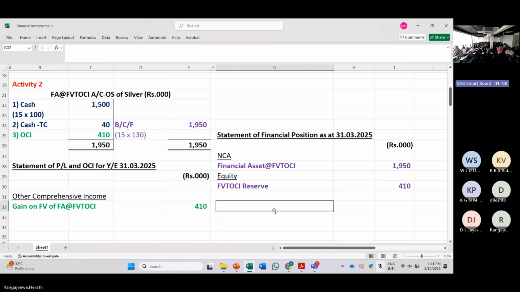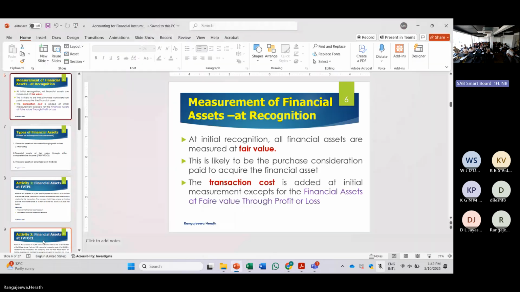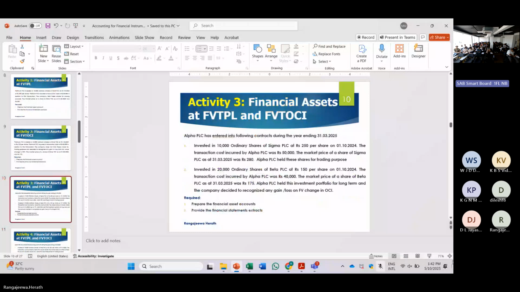The accounting treatment: fair value through P&L is initially measured at fair value, subsequently measured at fair value, and the difference in fair value is recognized in P&L. Financial asset at fair value through OCI is initially measured at fair value plus transaction cost, and at the end of each year at fair value. The difference, gain or loss, is always recognized in other comprehensive income. Right. So we can move to activity 3. There we have two investments. Can you attempt by yourself?